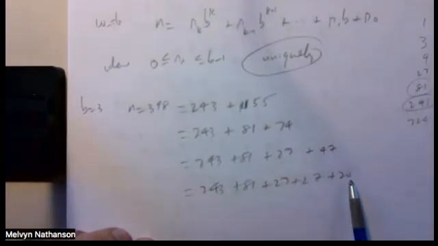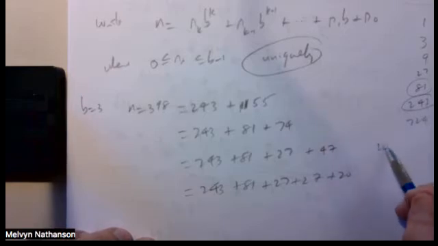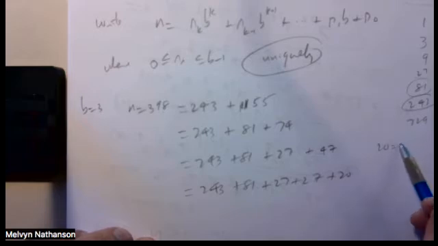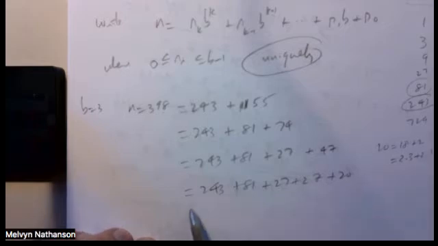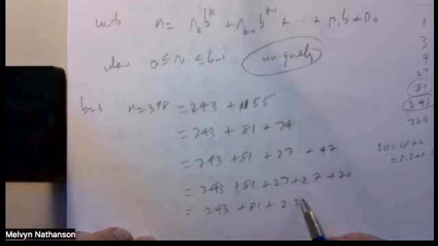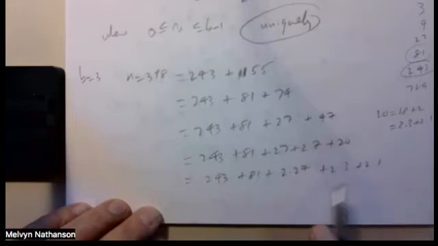For 20, the largest power is 9. I can actually take 2 times 9. So I can write 20 as 18 plus 2. That's 2 times 9 plus 2 times 1. So I have 243 plus 81 plus 2 times 27 plus 2 times 9 plus 2 times 1.